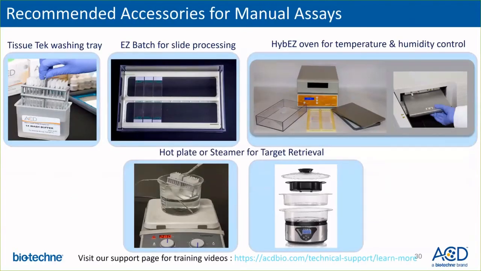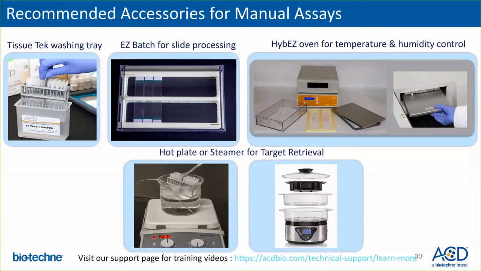Presented here are some recommended accessories required for running the manual RNAscope and BaseScope assays. At the top left are 2 options for washing and handling slides. You may want to use either TissueTek wash tray, common in most of the labs, or you can use our EZ Batch slide processing system, which was designed to streamline your RNAscope and BaseScope assays and save handling time when working with large number of samples. The Hybridization oven, shown on the top right, is designed to maintain the optimal temperature and humidity to ensure optimal and consistent RNAscope or BaseScope staining.